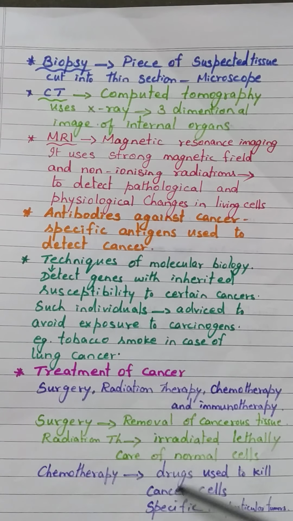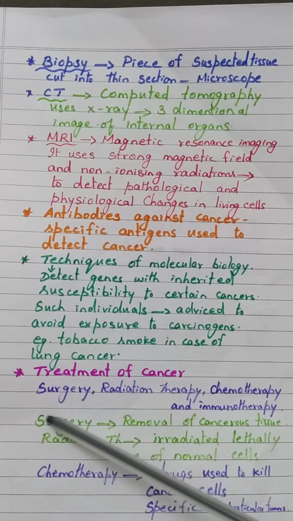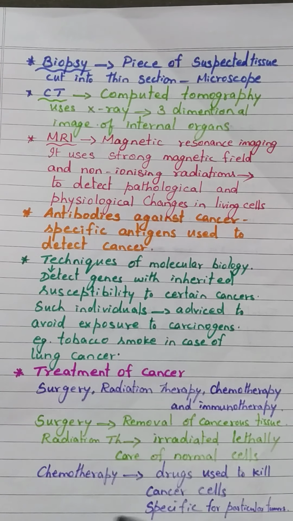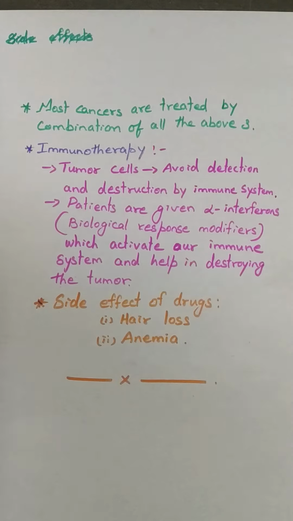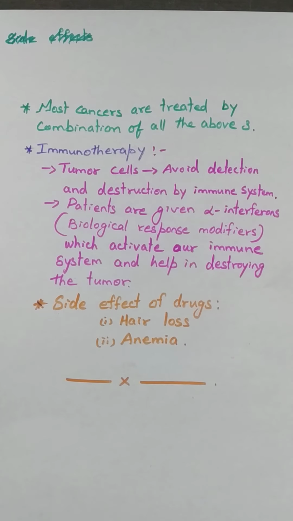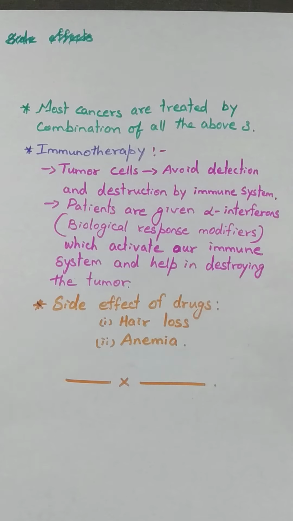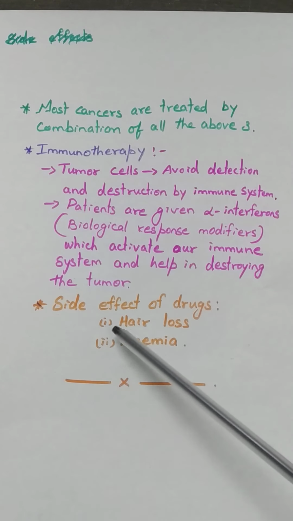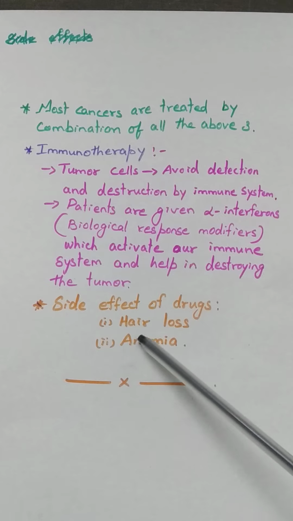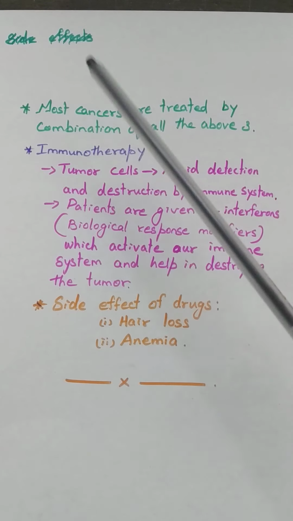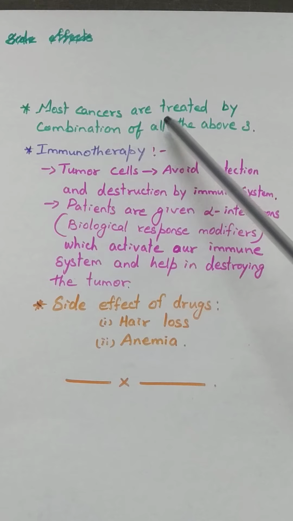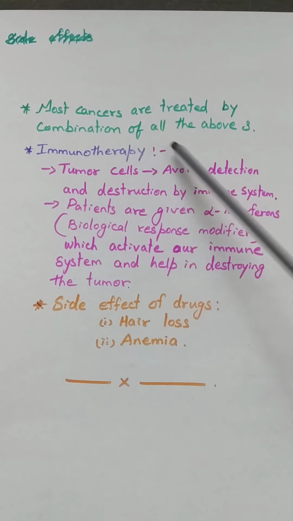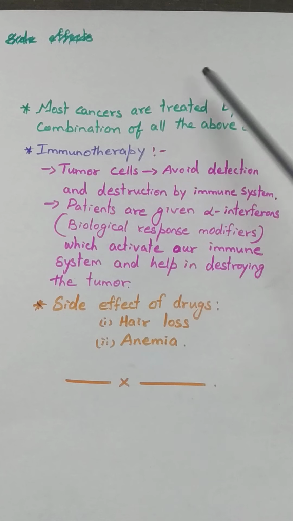Drugs are used to kill cancer cells, but these drugs are specific for particular tumors. So treatment can be done by surgery and then radiation and then chemotherapy. And the side effects, if we take the drugs for cancers, they have some side effects like hair loss and anemia. Anemia and hair loss you will get. And sometimes most cancers are treated by a combination of all the above three: surgery, radiotherapy and chemotherapy.